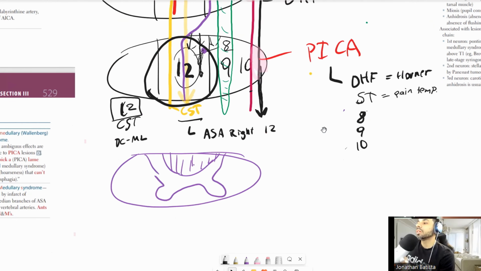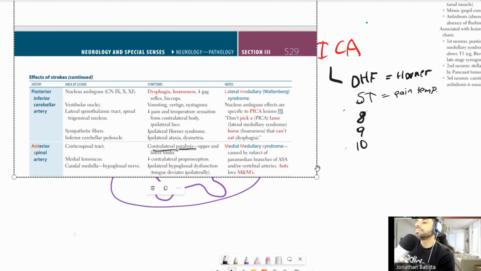Let's make sure that's what they tell us. So if we look at it, PICA, nucleus ambiguus. Here, nucleus ambiguus is basically a nucleus that is going to contain neurons that will innervate the pharynx, larynx, and the upper esophagus, used for swallowing and for speech. If you have a problem here, you'll have dysphagia and dysarthria.